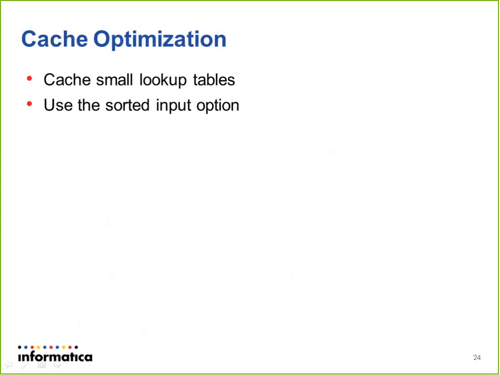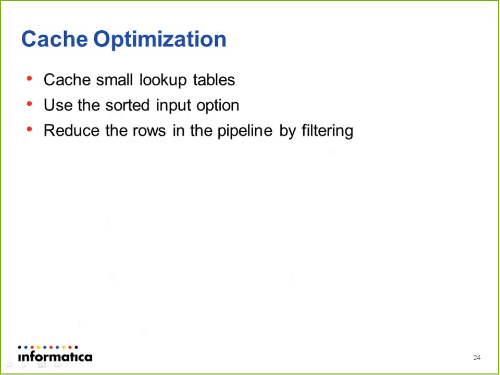Use sorted input option whenever possible. For example, use of sorted input in joiner enables the transformation following the joiner to start receiving the data nearly immediately and not have to wait until all the data was sorted and joined in the joiner transformation. Also, sorted input option allows a smaller cache size. Use filters, routers, etc. to reduce the rows in the pipeline, thereby reducing caching.